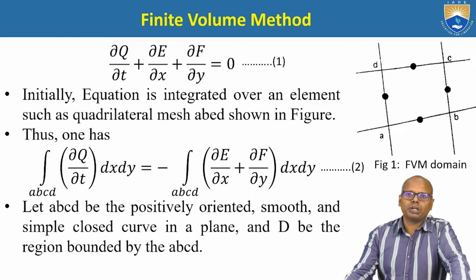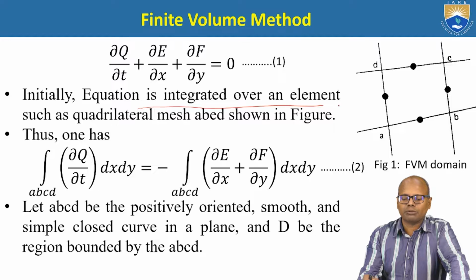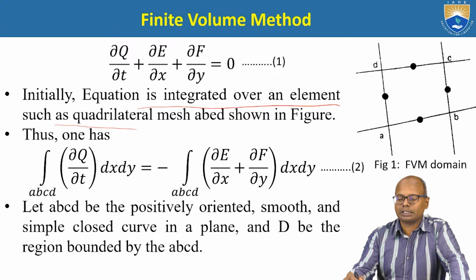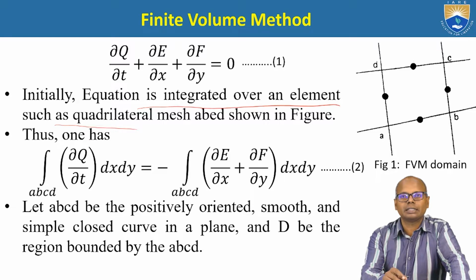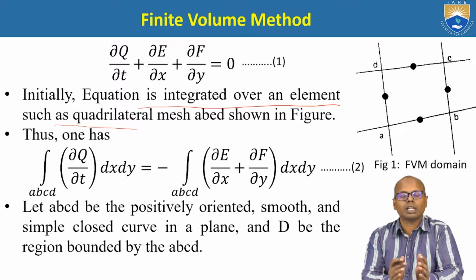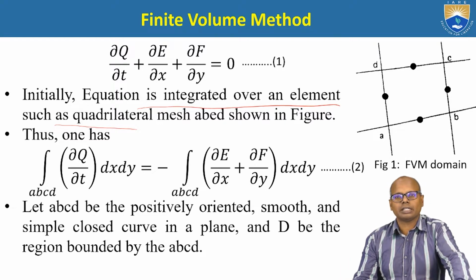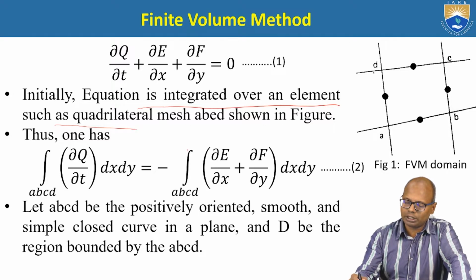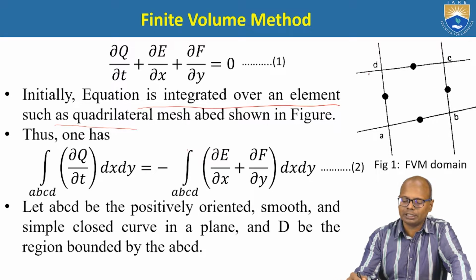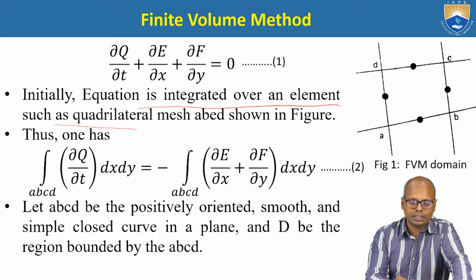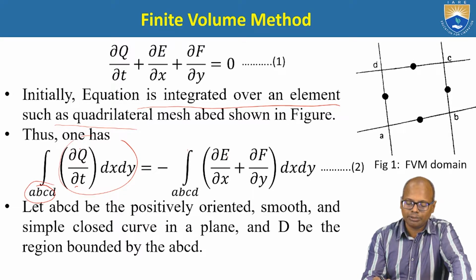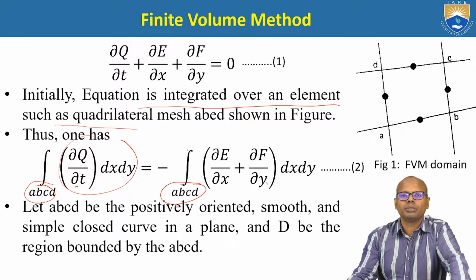First, the equation is integrated over the domain. So this is the domain, and I have to integrate this equation over it. I keep the time differential on one side and the space differentials on the other side, and I integrate over this domain ABCD. I integrate dou phi by dou t over ABCD, and the sum of dou E by dou x and dou F by dou y over the volume ABCD. The entire domain I am trying to integrate.